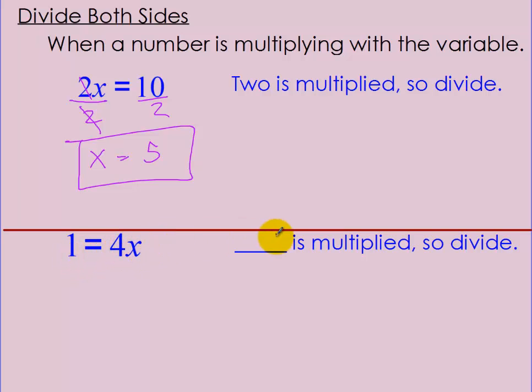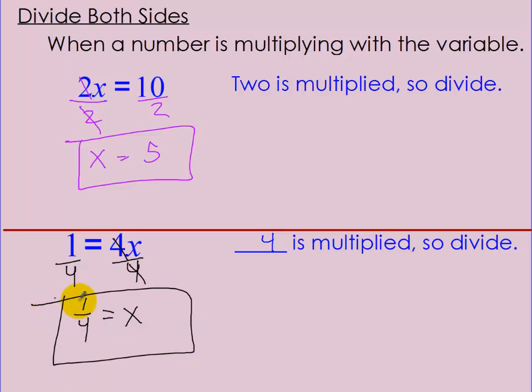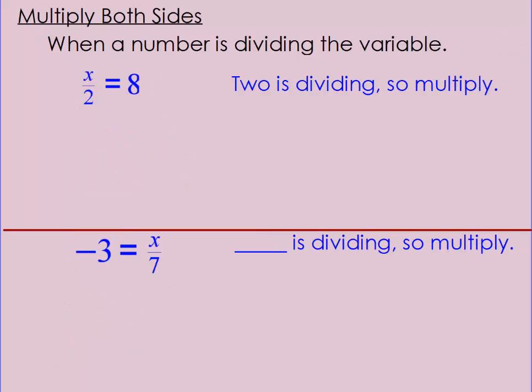Not the 1, the 4 times x. So 4 is being multiplied, so we divide. And when you divide on each side, you divide by 4. Now these 4's cancel out, so I get left with an x. On the right, I have 1 divided by 4. It doesn't simplify anything, it's just 1/4. You leave it as that. It's okay, you can divide and get a number less than 1. We're okay with fractions in Algebra 1.